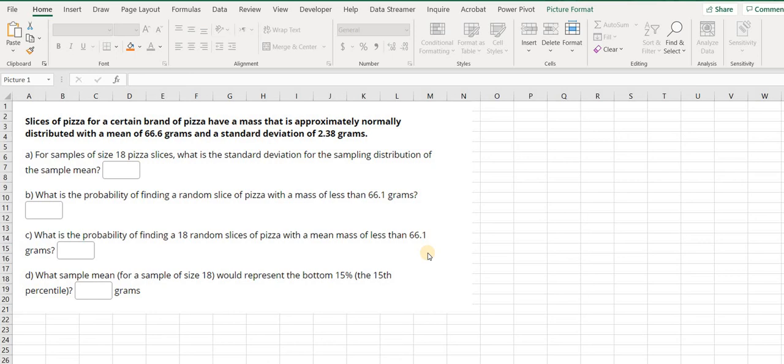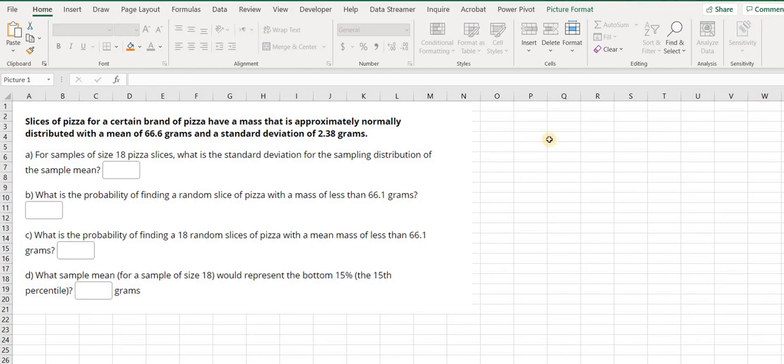Slices of pizza for a certain brand of pizza have a mass that is approximately normally distributed with a mean of 66.6 grams and a standard deviation of 2.38 grams. For samples of size 18 slices, what is the standard deviation for the sampling distribution of sample means?